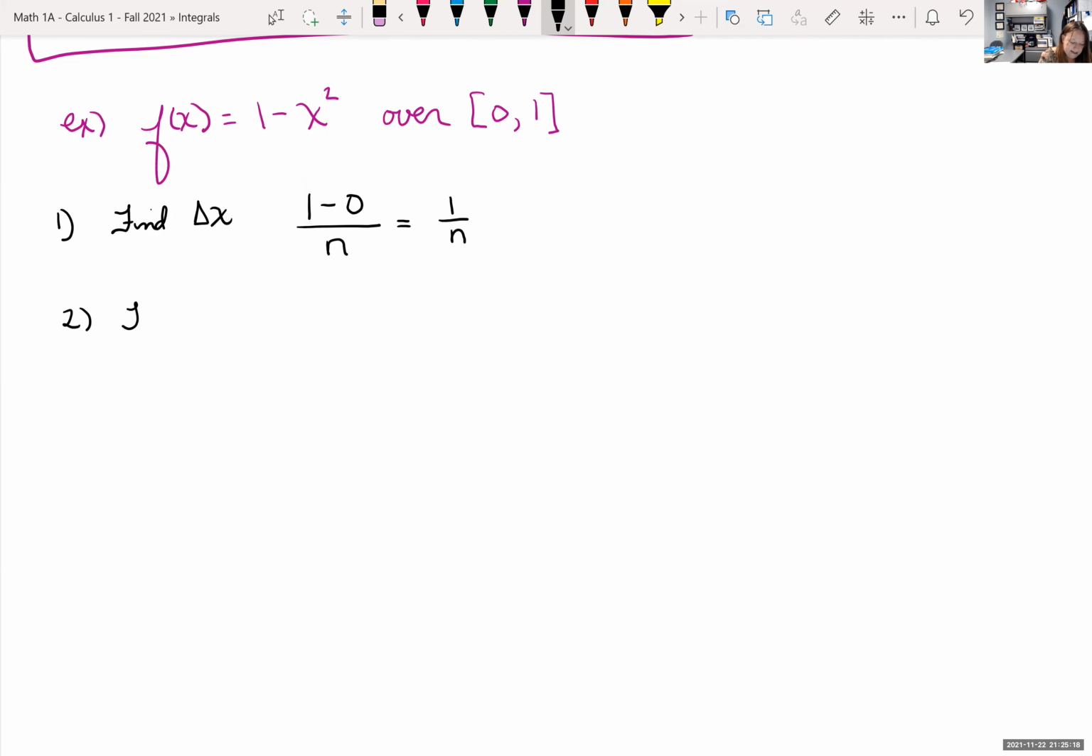Let's find the kth right endpoint, C sub k in our case, for the height of the rectangle.